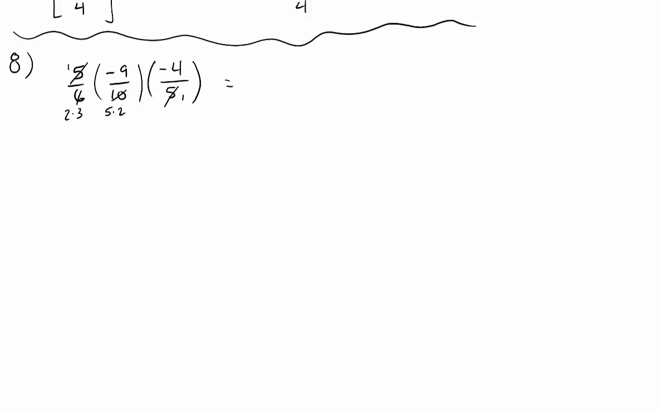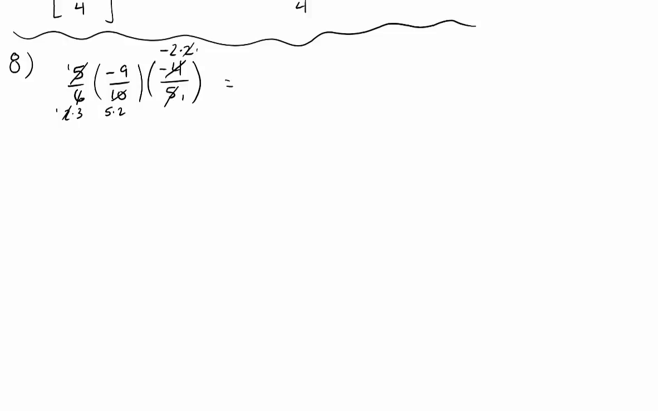Let's see here. This can be negative 2 times 2. Okay, well now I have a positive 2 here and a positive 2 here, and those become 1. Down here I have a negative, up here I have a negative 2, and down here, a positive 2. So I cannot cross out a negative 2 and a positive 2.